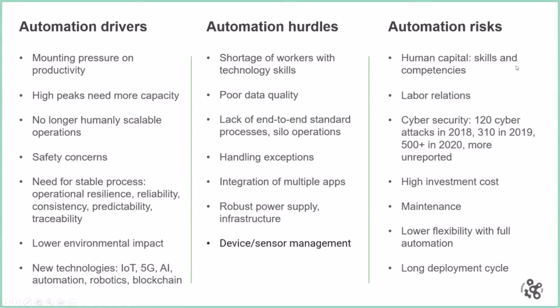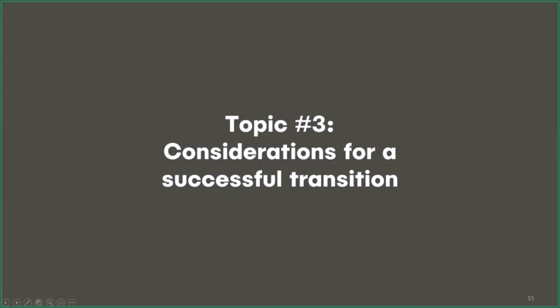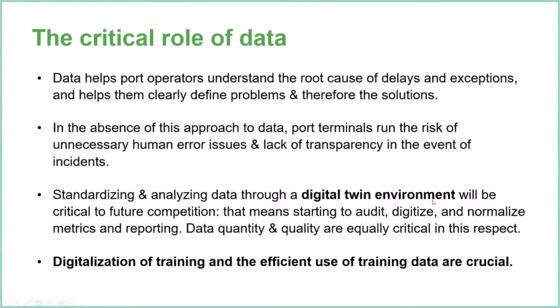We'll move on now to the third of our 4 topics. Topic number 3: what are the considerations for a successful transition to automation? Well, data. In a word, data is key.